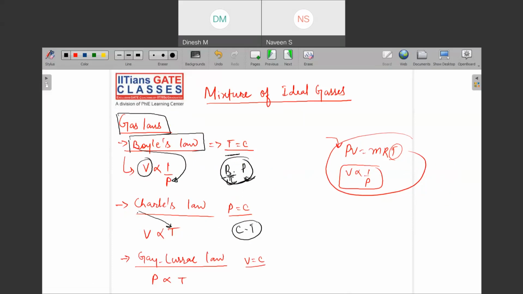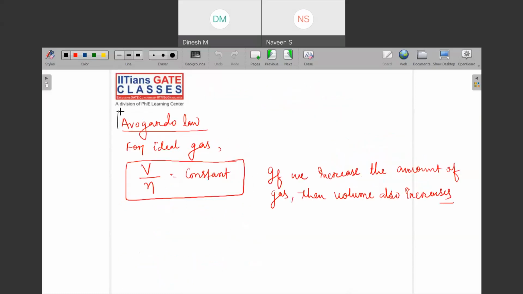Okay, here the volume change was related to whom? Pressure. In Charles' law, the volume change was related to whom? Temperature. Okay. And this Gay-Lussac's law is obviously for volume equal to constant, so here your pressure is directly proportional to temperature, it has been said. And then Avogadro's law, this is for ideal gas. Okay.